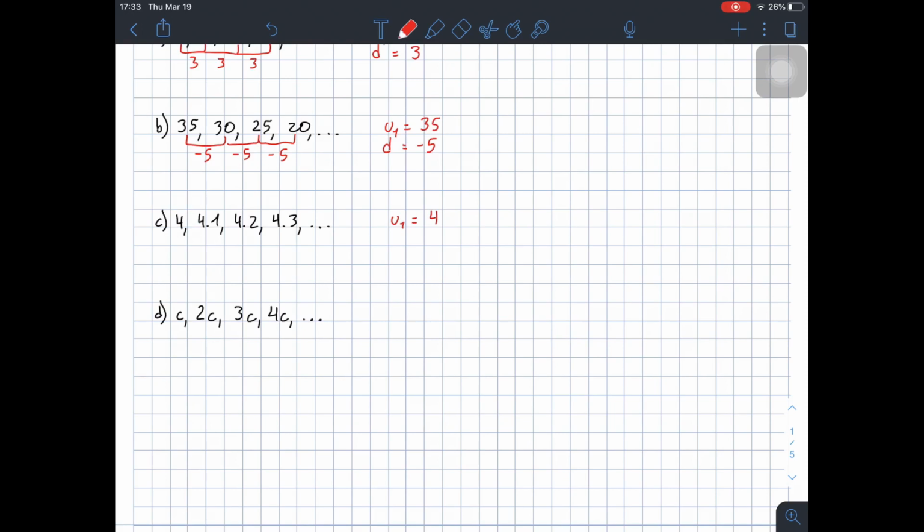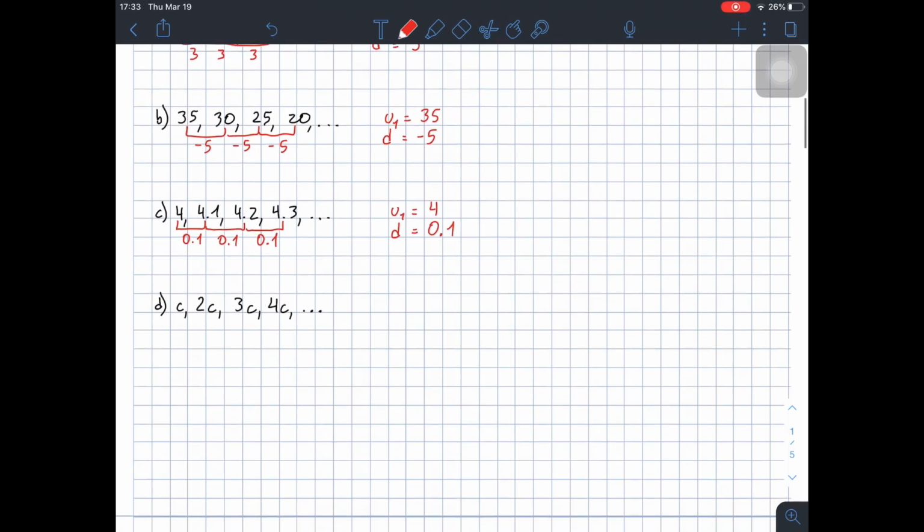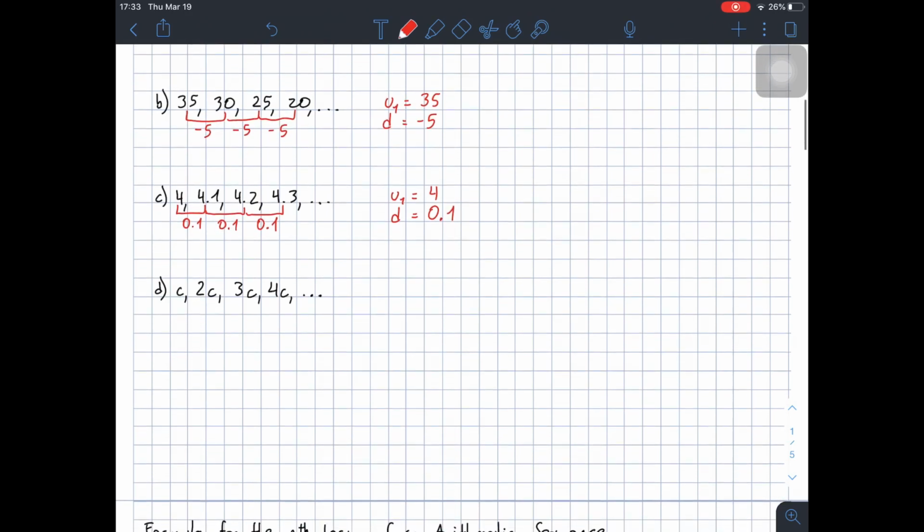Then we can calculate the common difference. This minus this is 0.1. This minus this is also 0.1. This minus this is also 0.1. So we have an arithmetic sequence with a common difference of 0.1. I'm just showing you this example to show you that the common difference may also be a decimal. But as it is a positive decimal number, the sequence is also increasing.